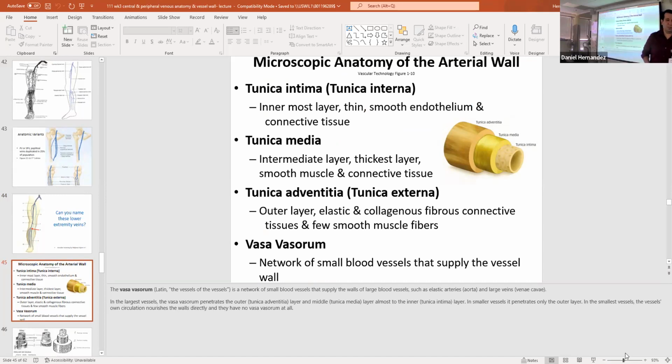So again, this is just kind of a recap of some of the stuff we talked about before. This is the arterial wall now, microscopic anatomy of the arterial wall. So that inner layer, the tunica intima, is the innermost layer.